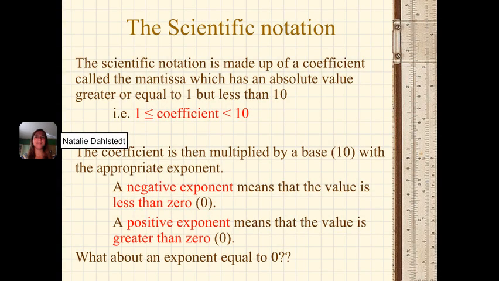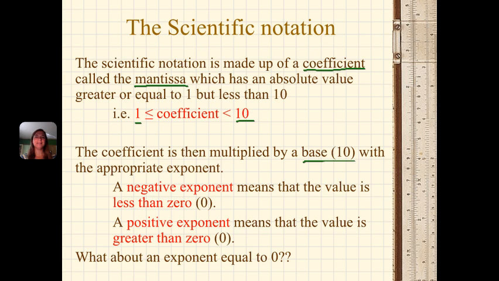So as you saw in the previous slide, the scientific notation is made up of a coefficient called a mantissa, which is an absolute value greater or equal to 1 but less than 10. Okay, so the absolute value can be equal to 1, but it has to be less than 10, so up to 9 point whatever. So the coefficient is then multiplied by a base 10 with the appropriate exponent.